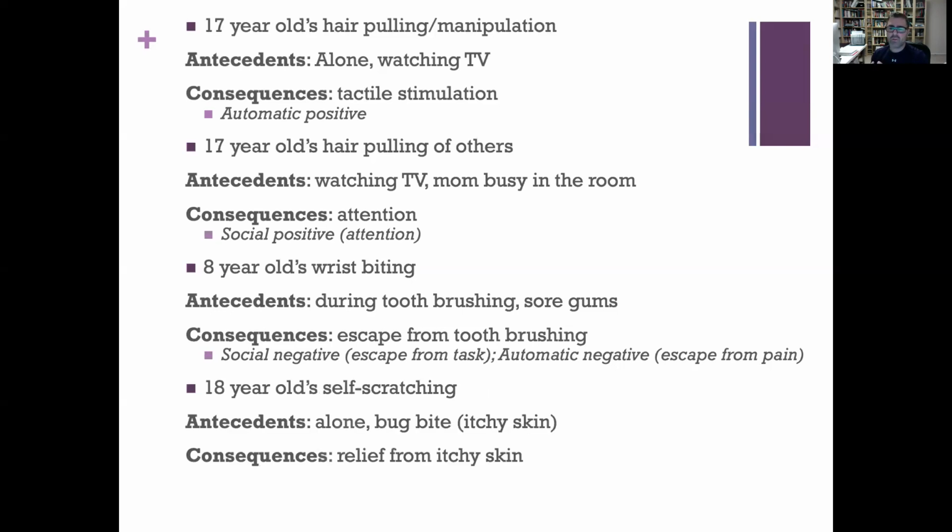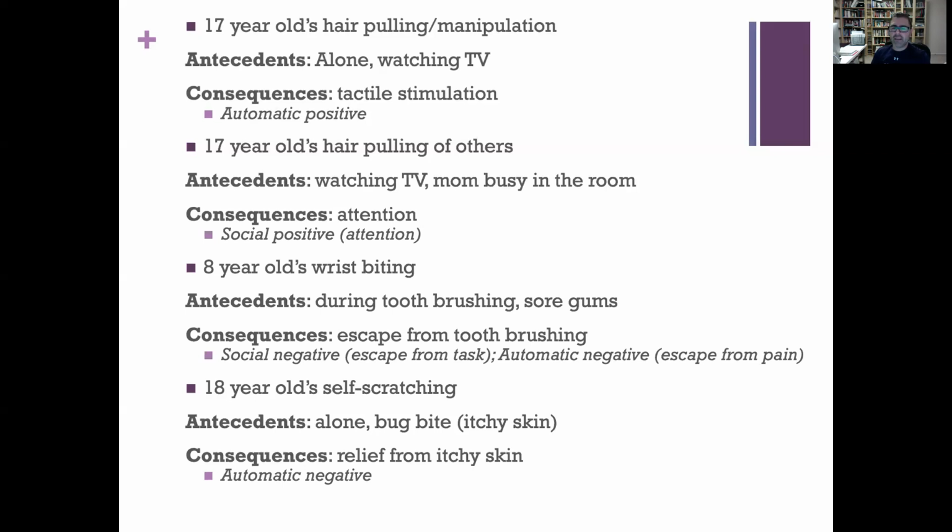And again, self-scratching alone as a bug bite, and then scratching relieves from the pain. Maybe I can teach the child to apply some cream, allergy cream, steroid cream maybe, that would remove the itch. That would be the alternative behavior for this problem behavior of self-scratching that is maintained by automatic negative reinforcement.